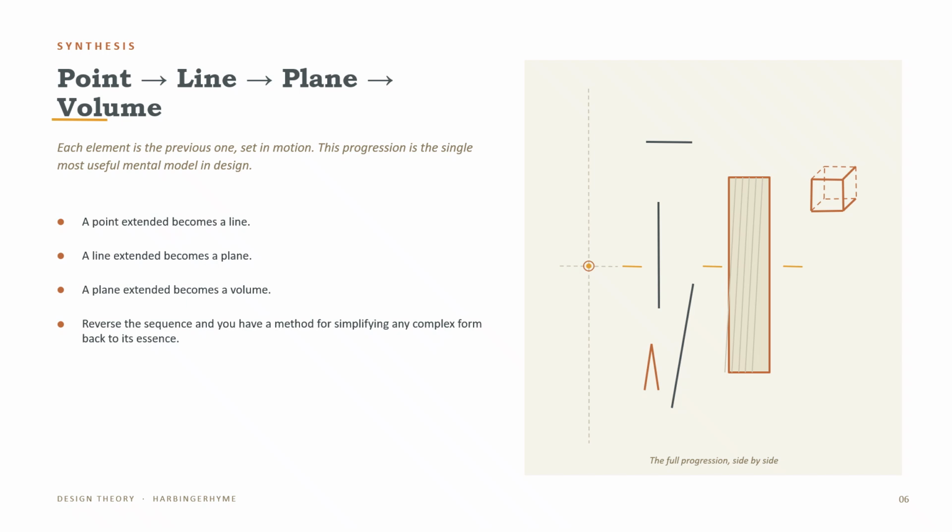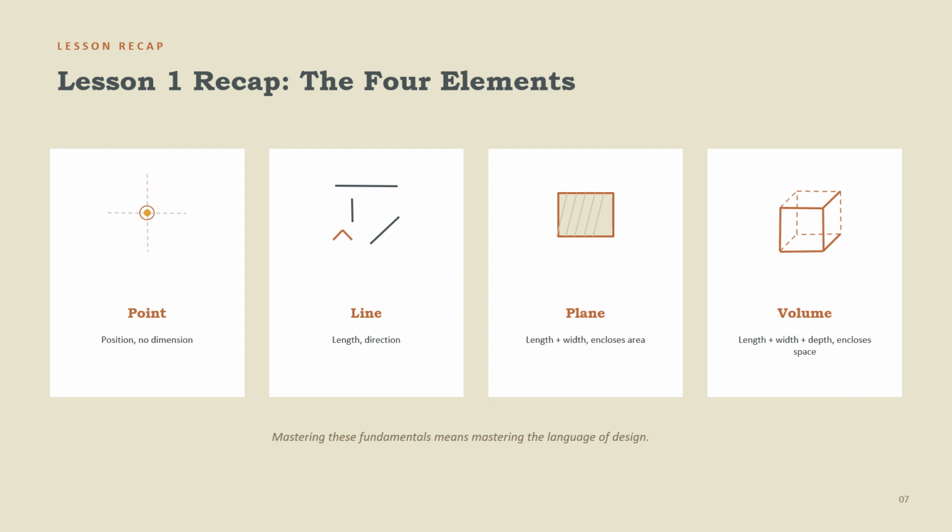In this image, we can see the full progression side by side: point, line, plane, and volume. Here's a quick recap before the exercise. Point is pure position. Line is a point in motion, carrying direction. Plane is a line in motion, enclosing area. Volume is a plane in motion, enclosing space. Four words, and you now have the entire vocabulary of visual design.